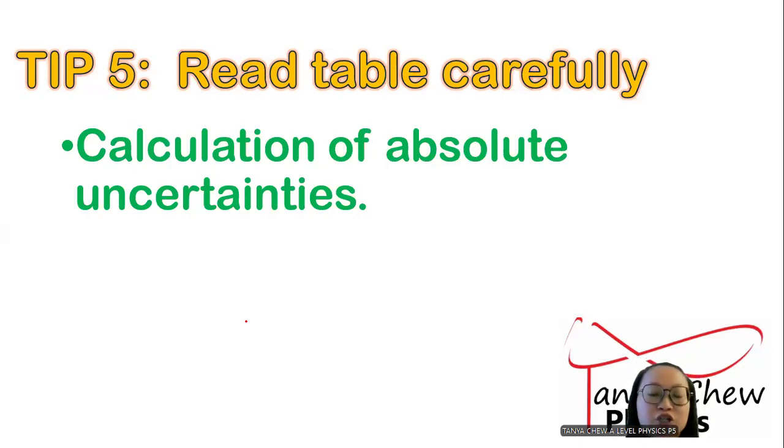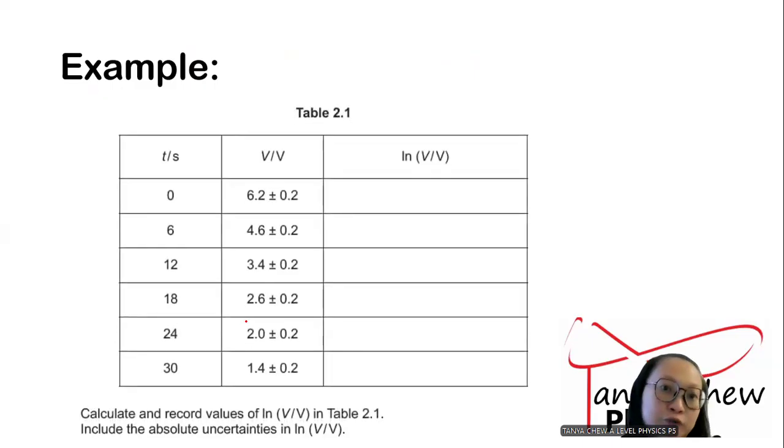That's all. Now, tip number 5, read the table carefully, right? The calculation of your absolute uncertainties. Now, absolute uncertainties have already been covered in your AS syllabus. You can also use the knowledge from the AS syllabus on how to calculate the absolute uncertainty to deal with your absolute uncertainty in your paper 5, right? But I have an easier method to do, which I'm going to guide you in this video.